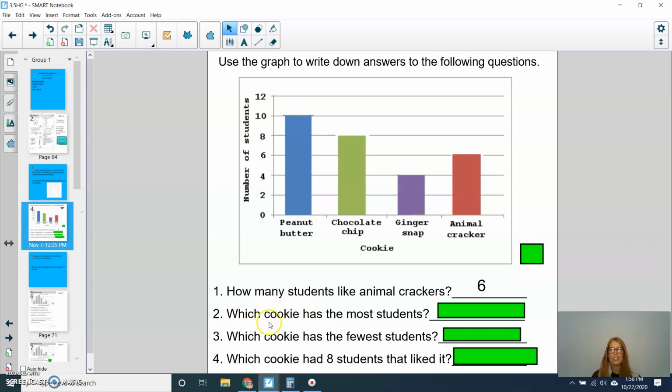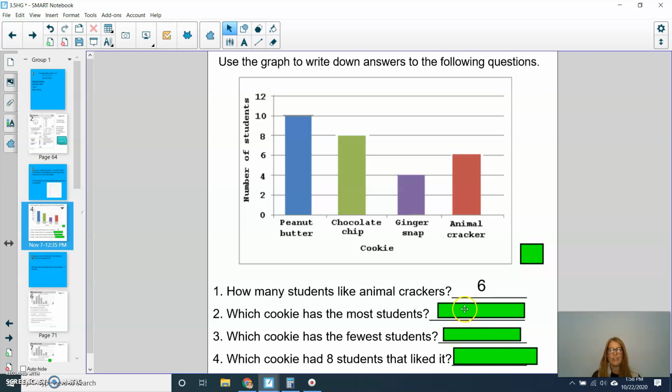So for question 2, it says, which cookie had the most students? Question 3 is, which cookie has the fewest students? And then question 4 says, which cookie had 8 students that liked it? So press pause and then play when you're ready to check.